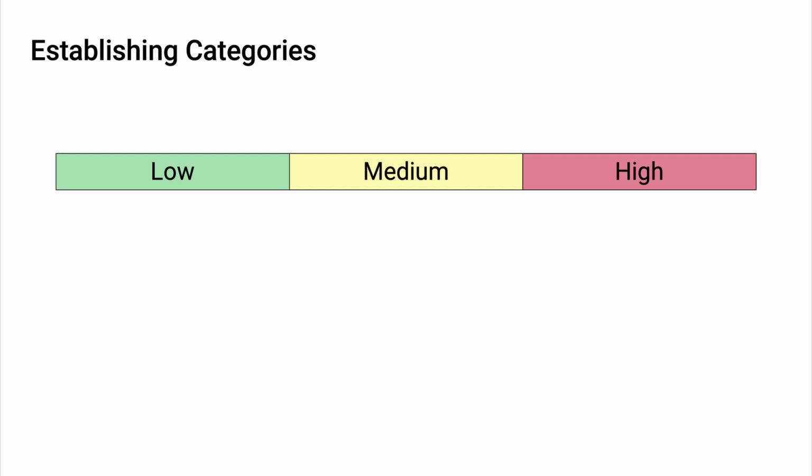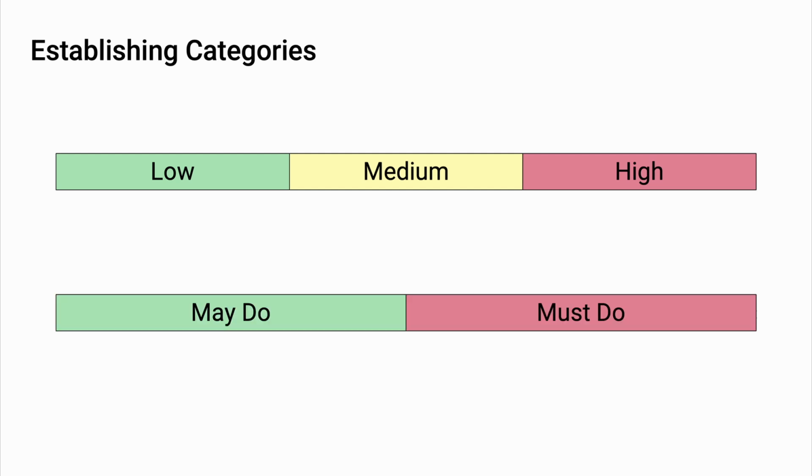A far simpler and more practical way to handle this is to simply go with a two-bucket may do and must do. When you create a categorization, you have to identify what its boundaries are so that it's clear what goes into each bucket. The higher the granularity you use, the more rules that you need to have. If you have a simple two-bucket system, this problem reduces to establishing a threshold.